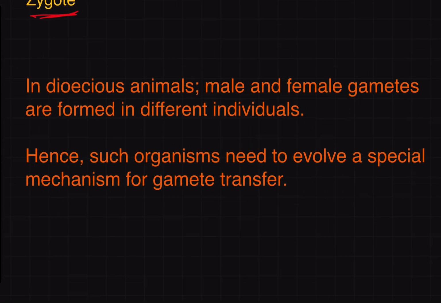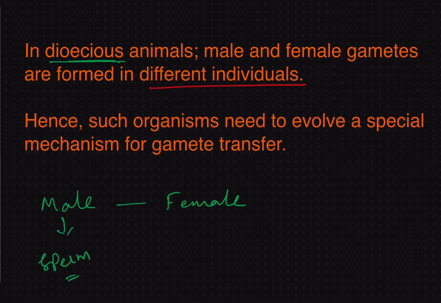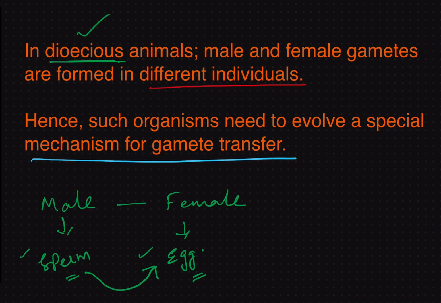Now, this is the case in plants. What happens in animals? In dioecious animals, where the male and the female gametes are formed in different individuals, we discussed what is dioecious condition. A male is exclusively separated from female. Male always produces the male gamete, suppose in humans it is the sperm, and the female produces the female gamete, that is the egg. Now, when the male and female gametes are produced in two different individuals, that condition is dioecious. Animals most of the time exhibit dioecious condition, and in such organisms, how the male motile gamete reaches the egg cell is again a different story.